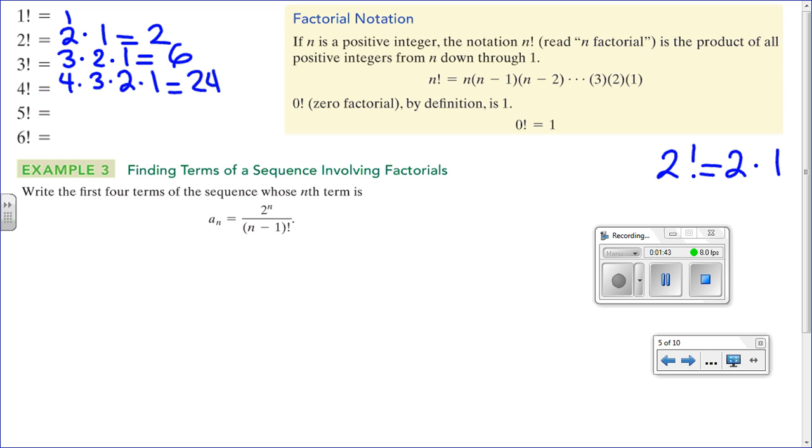Go ahead and keep working. 5 times 4 times 3 times 2 times 1, so that will be 120. And then 6 factorial is 6 times 4 times 3 times 2 times 1. Why do I keep doing that? I skipped the 5, right? Okay. So 6, 5, 4, 3, 2, 1, and that is 720.